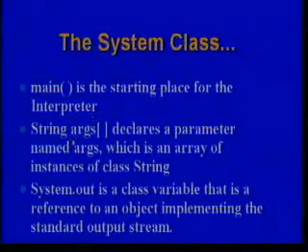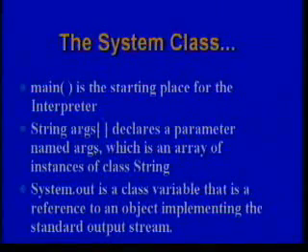Or your Java development environment looks for where the main method is. If the main method is missing, then you're not able to run your program. The same thing happens in C and C++: unless you have a main method, your program will not be run by the system. So the main method is the starting place for the interpreter. String is basically a class. It declares a parameter named args, which is an array of instances of class String.